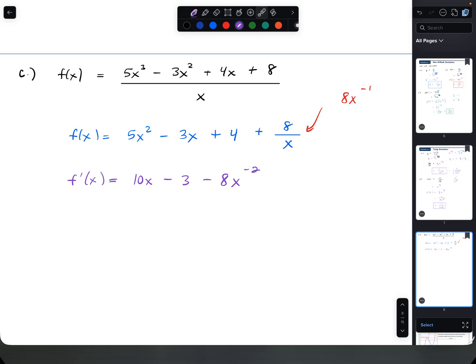Now this right here, because it's a negative exponent, I can just rewrite this as 10x minus 3 minus 8 all over x squared.